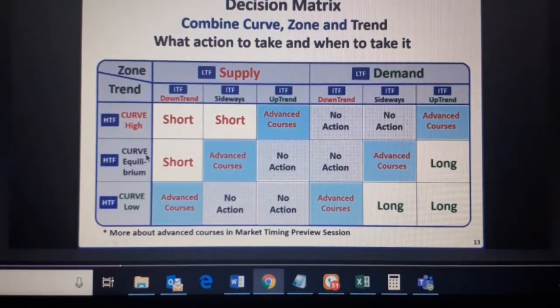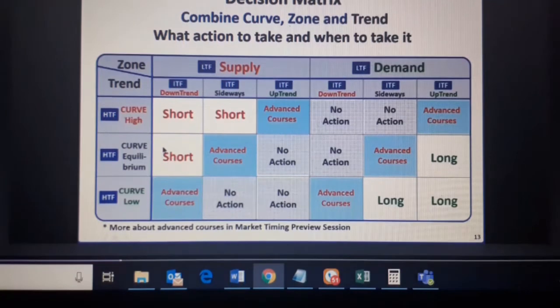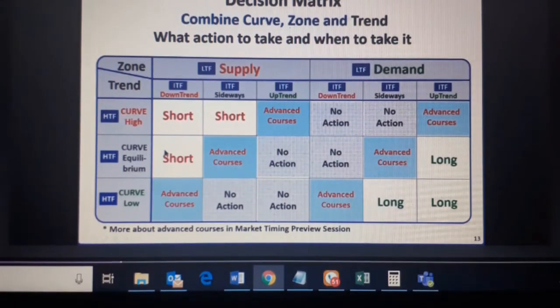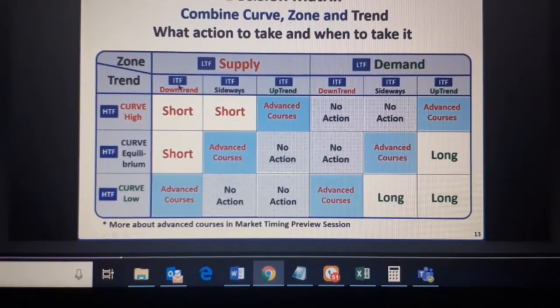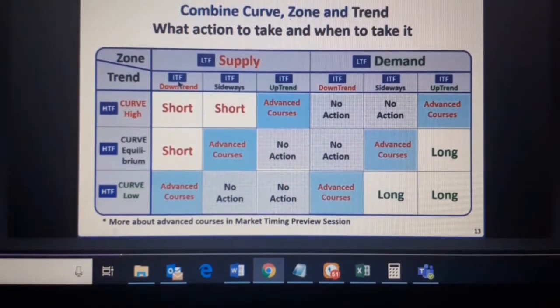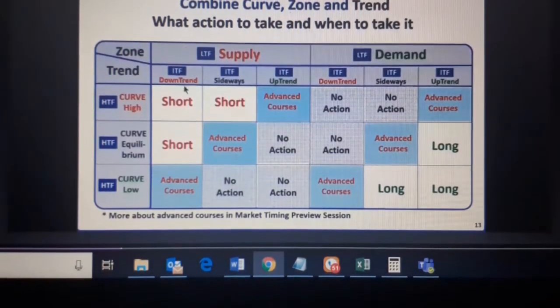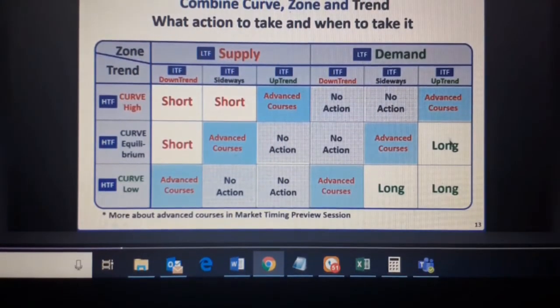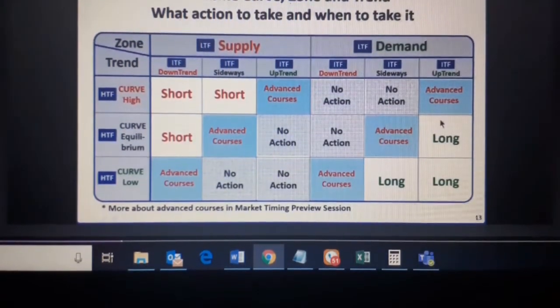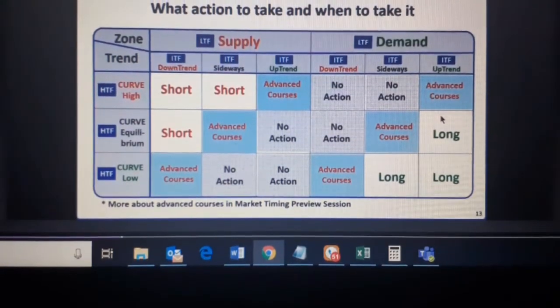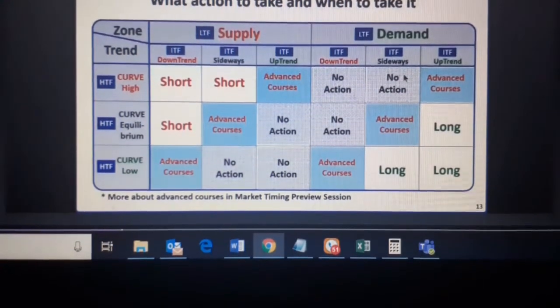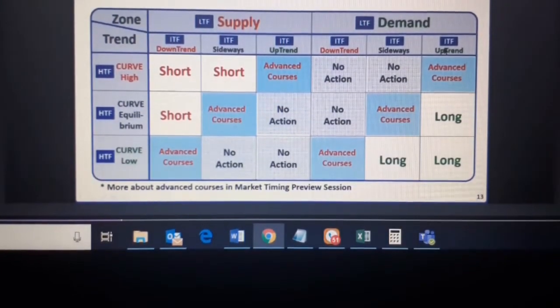Similarly, you can go short only in the equilibrium when the trend on the intermediate time frame is a downtrend. Similarly, you can go long only in the equilibrium when the lower time frame zone is in the equilibrium and your intermediate time frame trend is up.